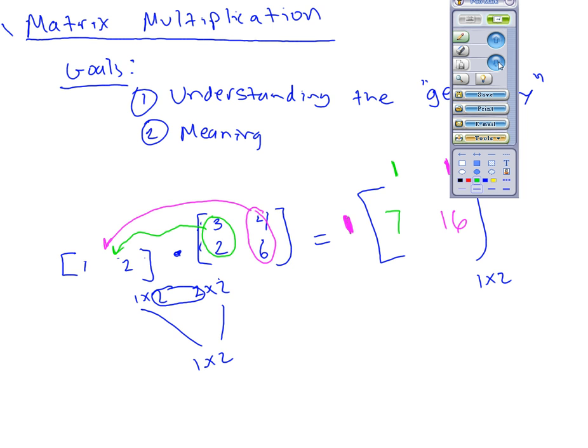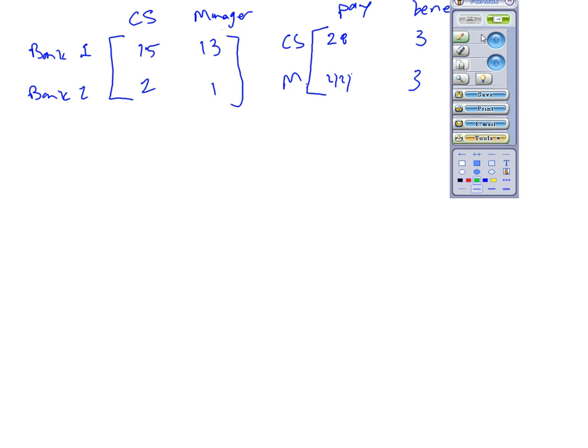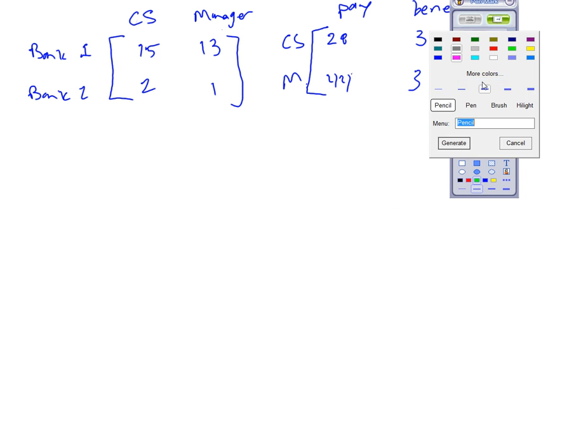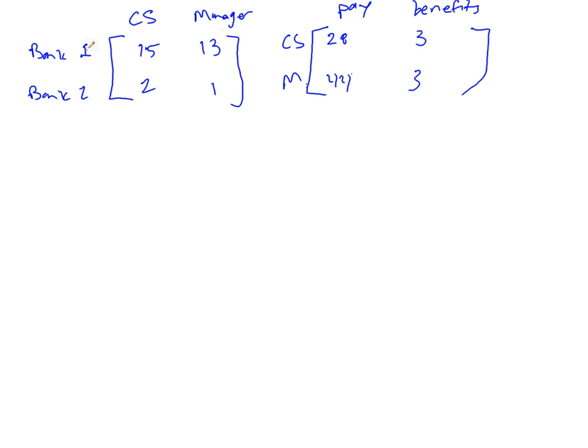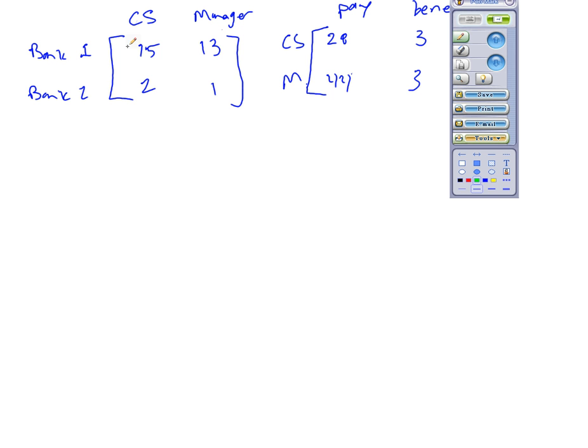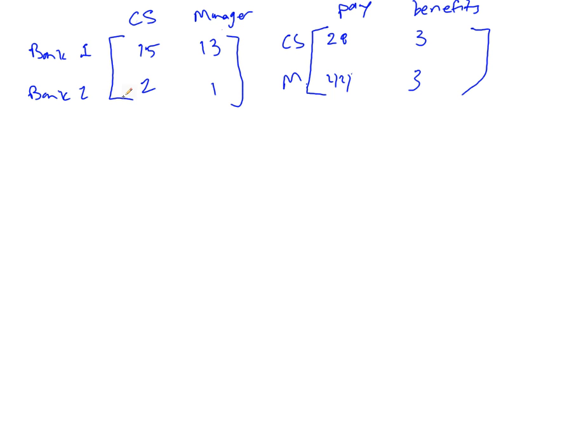Next, let's take a look at meaning. So here I've written up a little example, and let's suppose that this example means that we have two banks, Bank 1 and Bank 2. Bank 1 has 15 customer service representatives and 13 managers. Whereas Bank 2 only has 2 customer service reps and 1 manager.